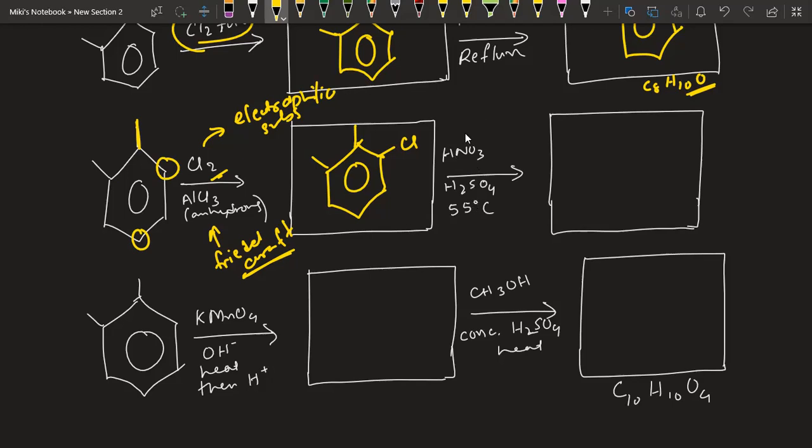Okay, so this is actually nitration of benzene, isn't it? Nitration of benzene is happening. That means where is nitration of benzene going to happen? In one of the free positions. So remember always that nitration of benzene is going to happen from the odd number of carbons.